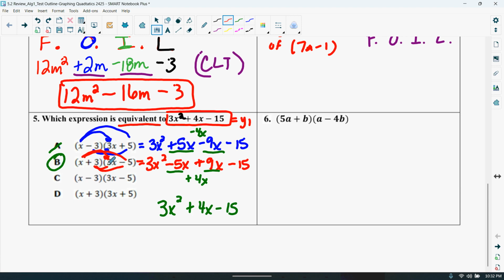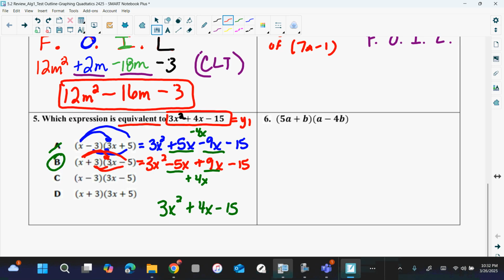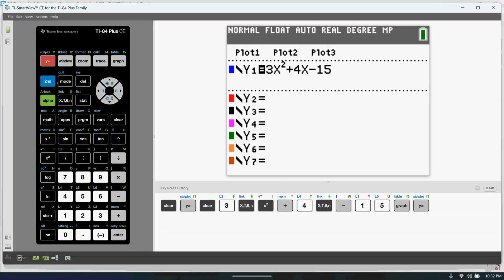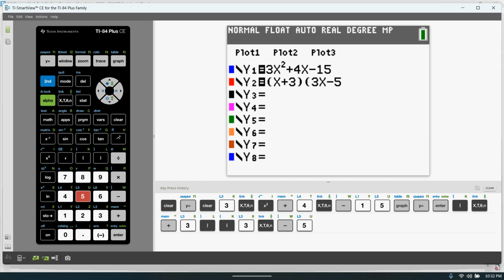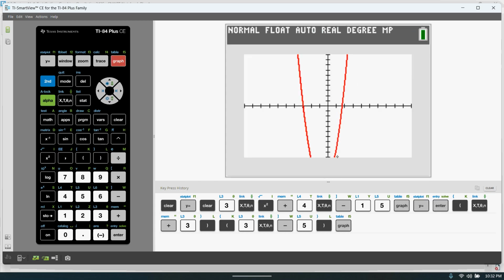So we're going to type that in y2, okay? So if you go to the calculator, go to y equals, I'm going to come down, and I'm going to do my grouping. So I'm going to use my parentheses. I'm going to type in x plus 3, close the parentheses, and open up the parentheses, and now do 3x minus 5, and close it. And then you hit graph. And if the graph is literally the same parabola, the same line, the same whatever, like it's on top of each other, then that is equivalent. It's showing it's the same.